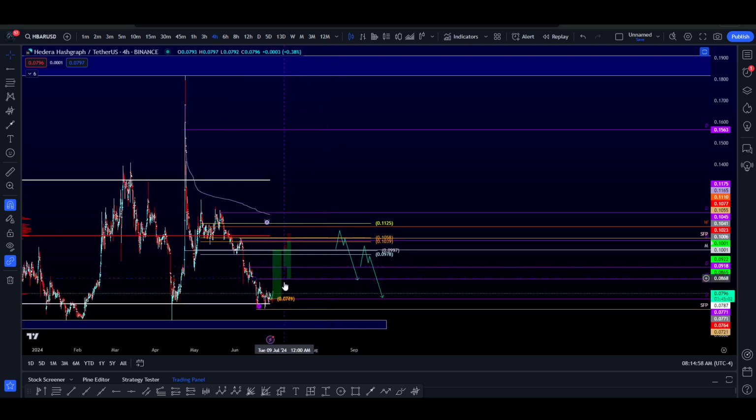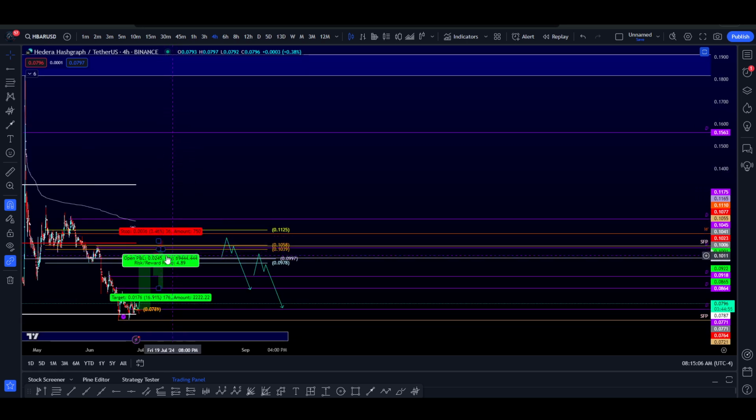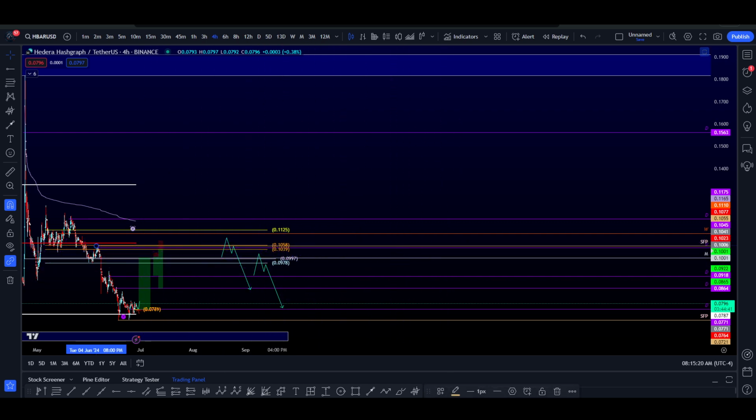Wouldn't be interested in really trading these daily levels unless it's just like a scalp trade, scalp short. The main short that I'm interested in would be around 10 cents exactly. Also psychological level on the monthly, and also 11 cents, which is the point of control, golden pocket daily level, and SFP level as well.